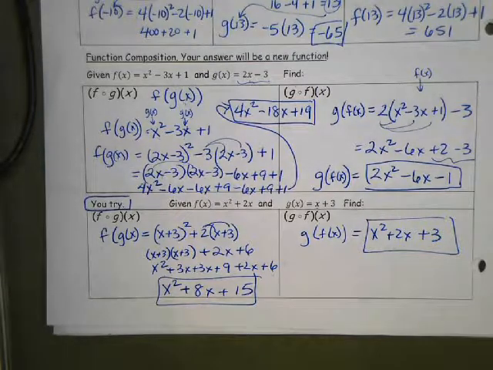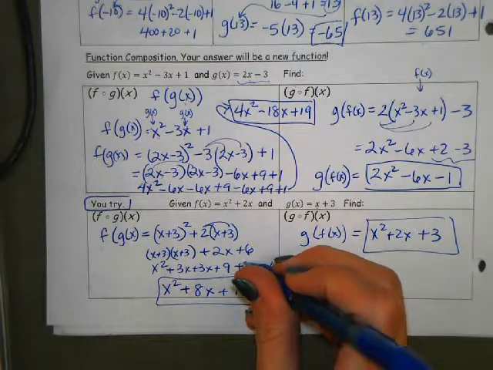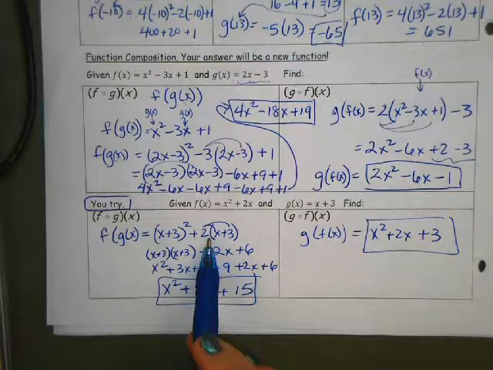How did you get 8x? Because the 2 is positive? 3, 3, and 2. Why is the 2 positive? Because it's plus that.